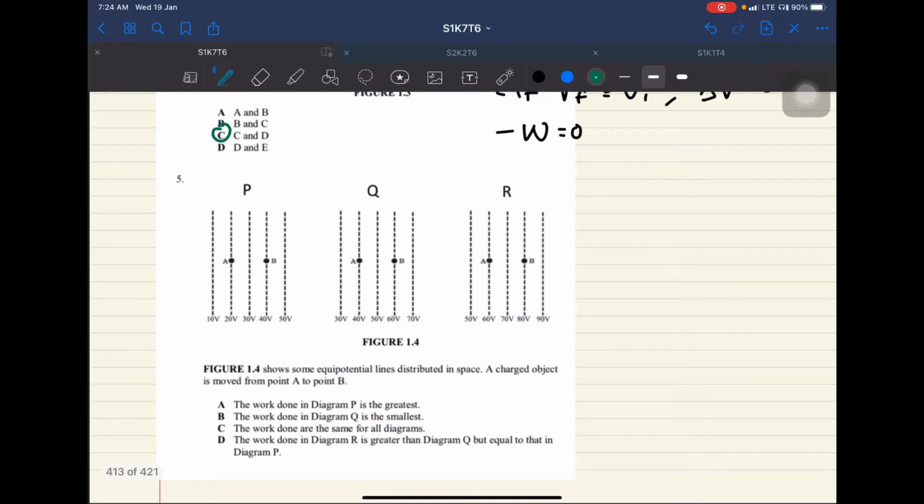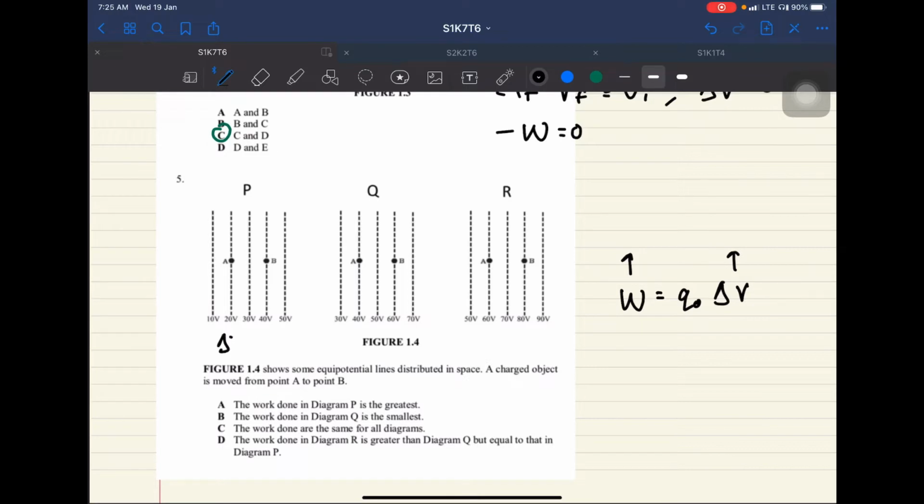Question 5, they give you several equipotential lines. They want you to state something about the work done. Work is equal to Q delta V. So if I want to find which one is the greatest, I have to find which delta V is the greatest. If delta V increases, work increases.